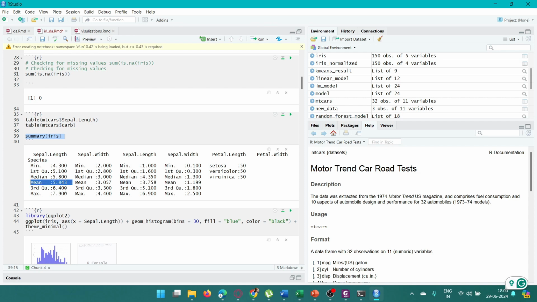So this is called univariate analysis, or descriptive analysis, or summary of statistics for the given data set. Similarly, for the other variables in the iris data, sepal width, petal length, and petal width, you can see the values under the summary outcome.